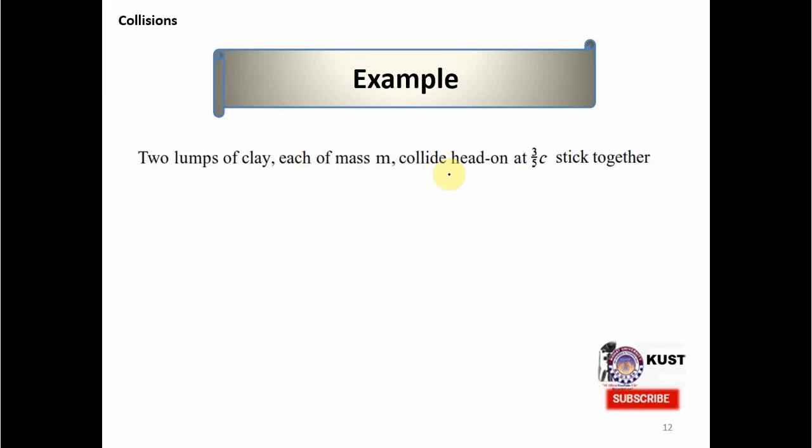So each of mass m has a head-on collision at velocity 3/5 c, and they stick together because it's a sticky collision and form a bound state. What we want to know is the mass M of the final composite lump. The two particles are coming, both having the same mass, small m, and they collide head-on at this very high velocity 3/5 c, and they stick together. The question is, what is the mass M of the final composite lump?